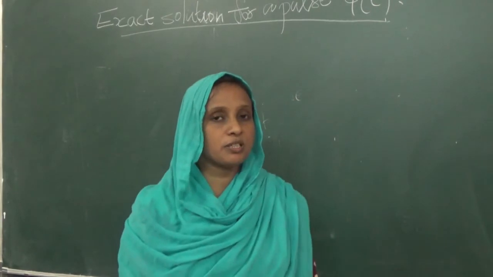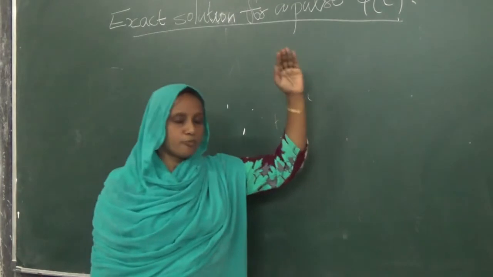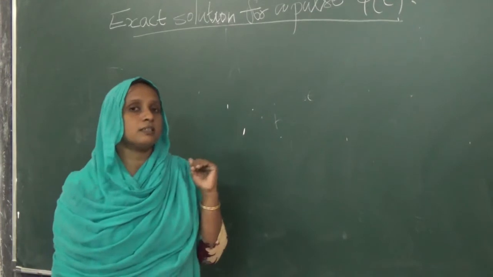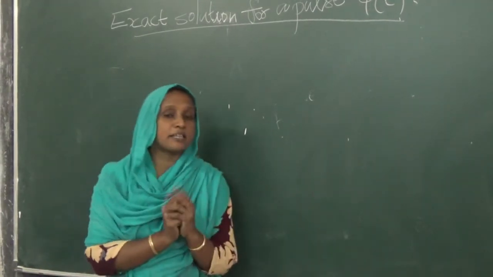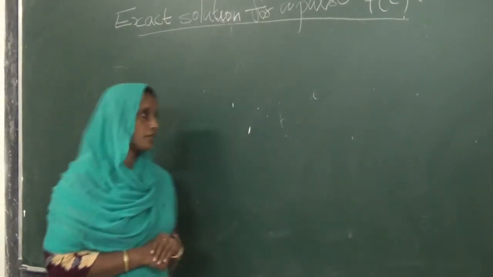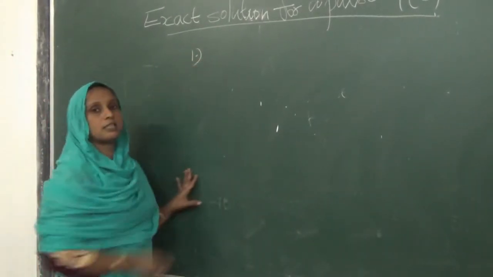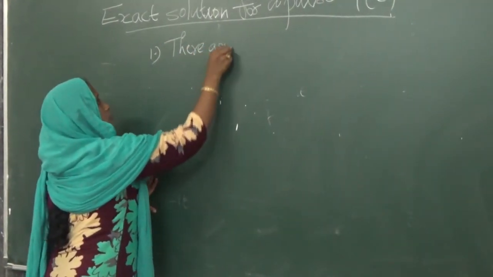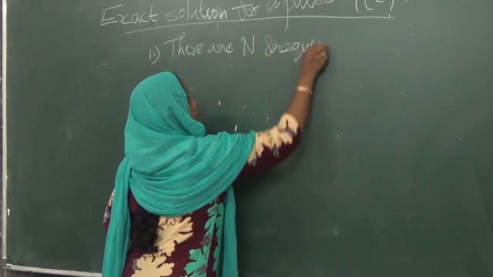Exact solution for a pulse. So we already found that n frequency components superimpose together and form a pulse. Now we want to write a mathematical expression for a pulse psi of t. So we already said that our first assumption is that there are n frequency components.